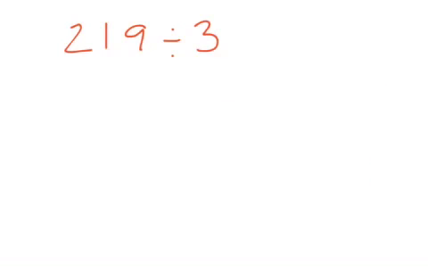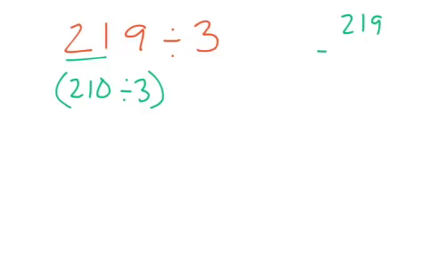Okay, 219 divided by 3. Okay, I'm going to start here and I'm going to look at my 21 and I say, okay, I do know that fact. So 210 divided by 3. I know that 3 goes into 210 evenly. So off to the side, I then need to subtract to get my next piece. And I get 9. And I also know this fact. I know that 3 goes into 9 evenly.